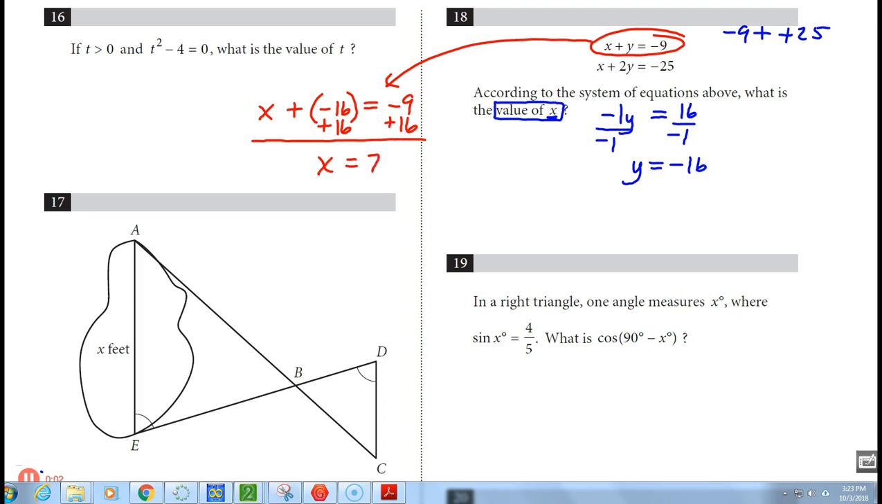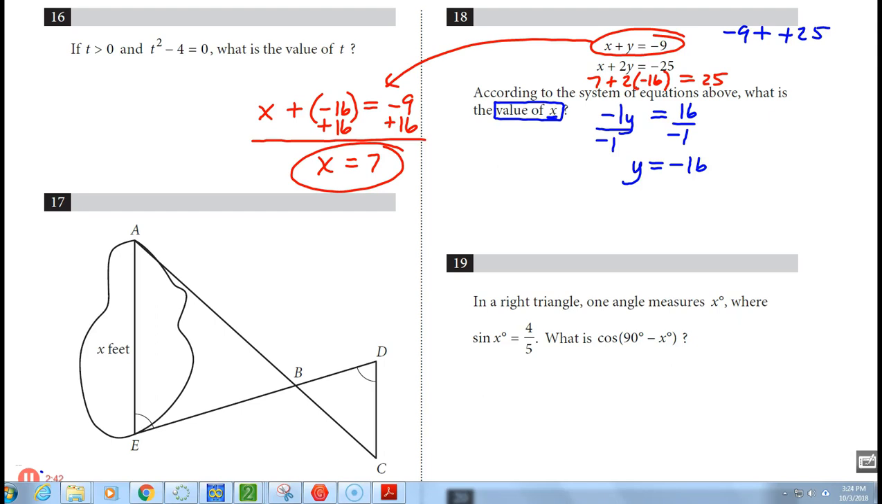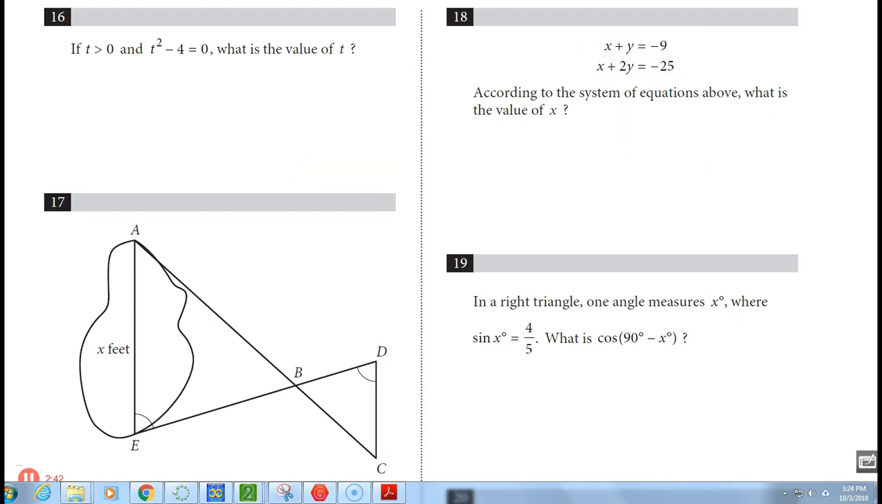And I think that should work in both equations. I could plug 7 in, and I could plug negative 16 in and see. I think it works down here as well. 7 plus 2 times the negative 16. Yep, that is 25. So my final answer is x equals 7. Now, some people may have done that a tad bit differently. Some people may have said, why would I eliminate x's if I'm looking for x?